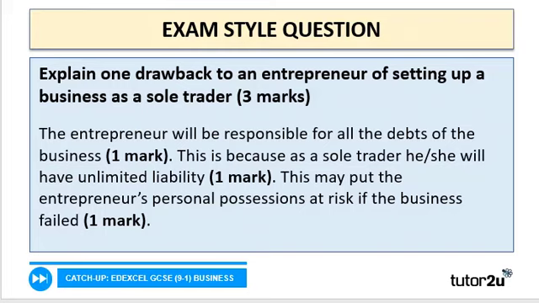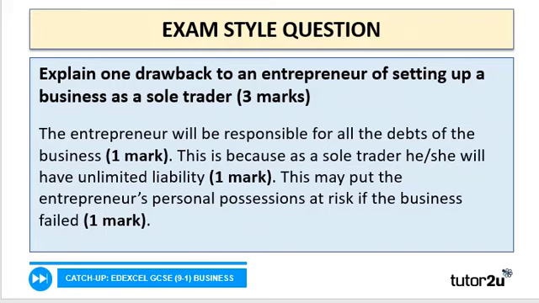So we have the entrepreneur will be responsible for all the debts of the business. So that is a clear drawback to an entrepreneur of setting up a business as a sole trader, and therefore 1 mark would be awarded. This is because, as a sole trader, he or she will have unlimited liability. So that is explanation of the point made.